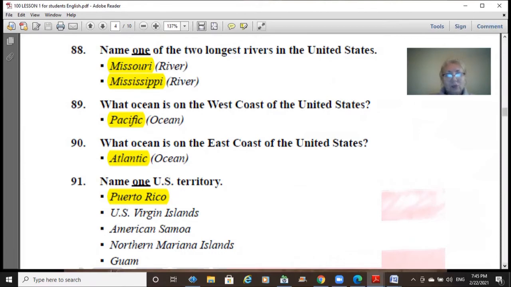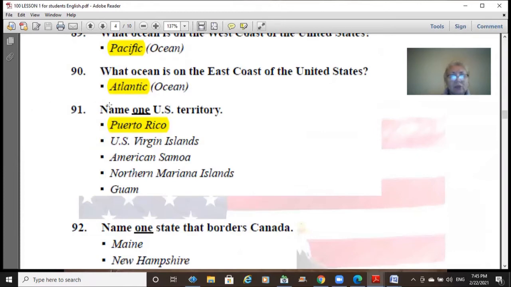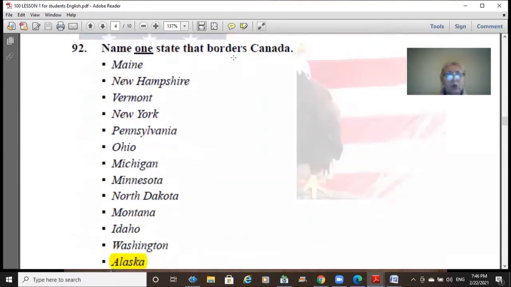Number 89, what ocean is on the west coast of the United States? Pacific. Number 90, what ocean is on the east coast of the United States? Atlantic. Number 91, name one U.S. territory. I picked Puerto Rico for you, but if you think any other is easier to remember, that's fine. Next one is 92. Name one state that borders Canada. And I marked Alaska.